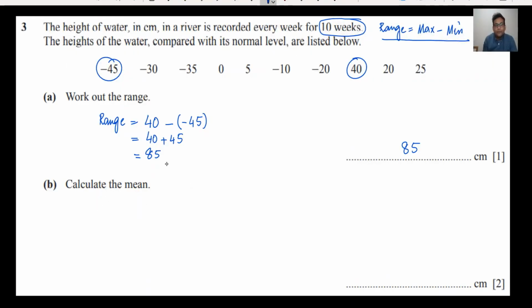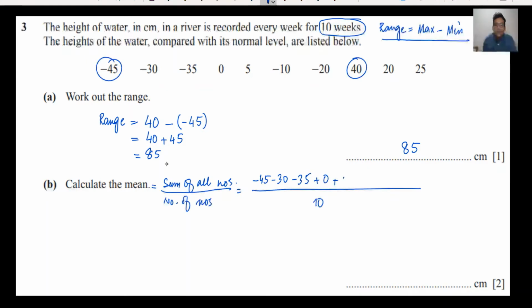Calculate the mean. Okay, mean basically is what? Mean is equal to the sum of all the numbers divided by the number of numbers. So the number of numbers is 10. And as we cannot use a calculator, just write minus 45 minus 30 minus 35 plus 0 plus 5 minus 10 minus 20 plus 40 plus 20 and plus 25, and just need to add it.